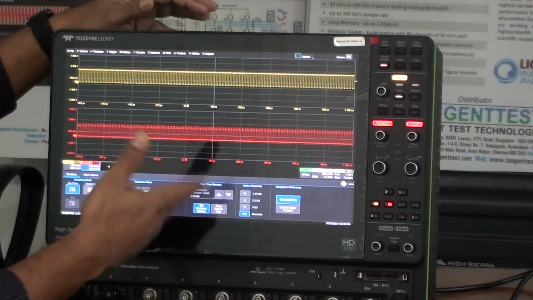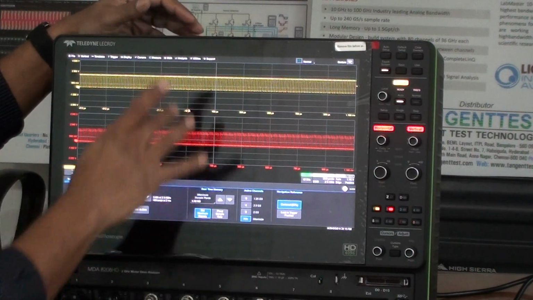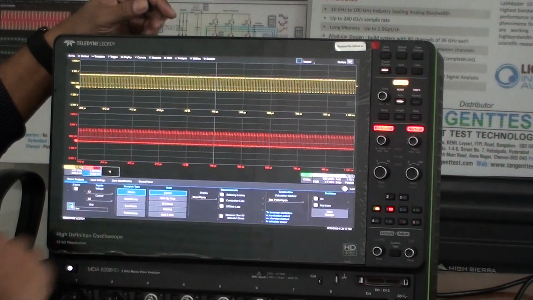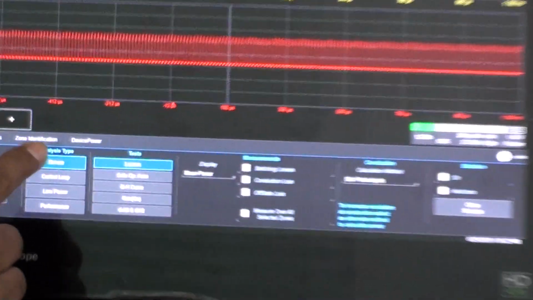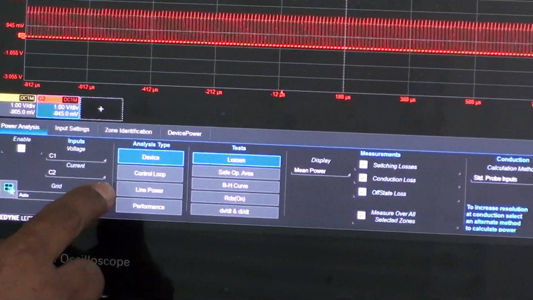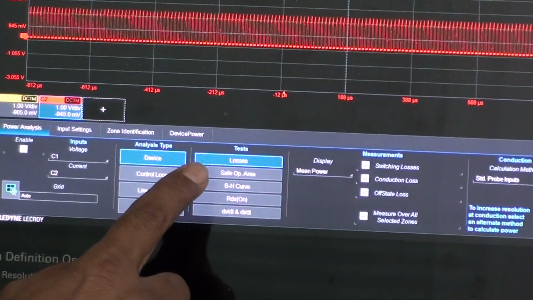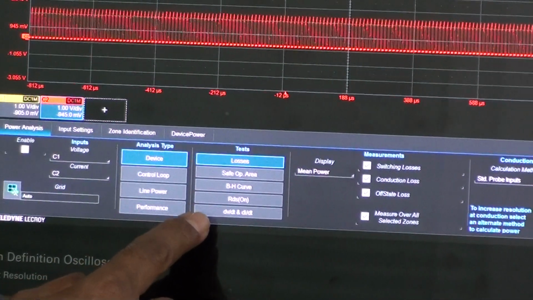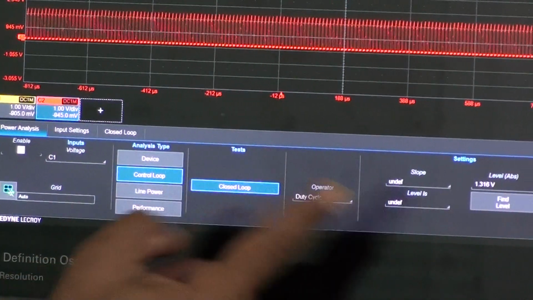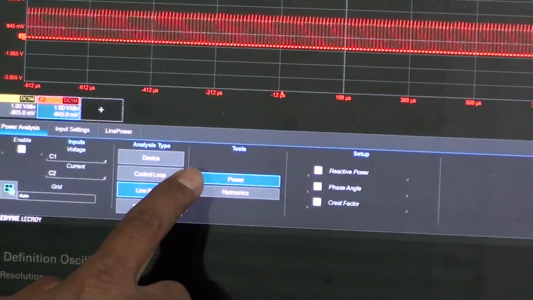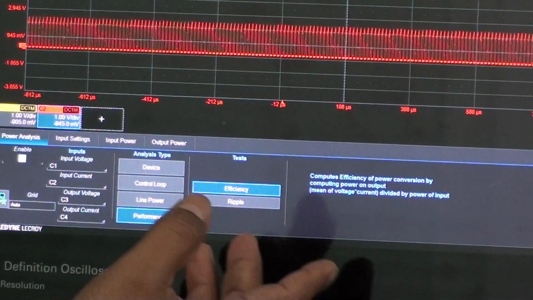Now I could even increase the sampling rate for acquiring high resolution current and voltage waveforms. Now I'm going to employ the power analysis feature. As you see here, we have device, control loop, line power, and performance. In device we have losses, safe operating area, BH curve, RDS on, dV by dt and dI by dt. In control loop we have closed loop analysis. In line power we have power of measured parameters and the harmonics, and performance is efficiency and ripple.